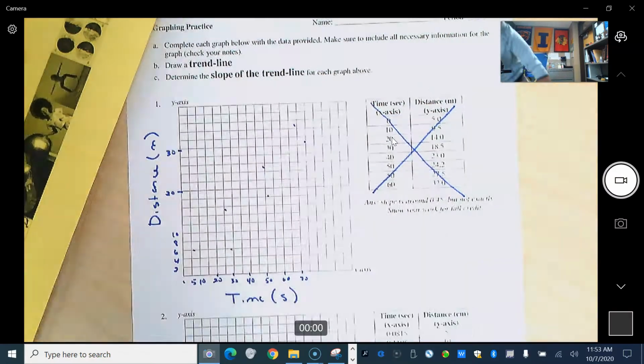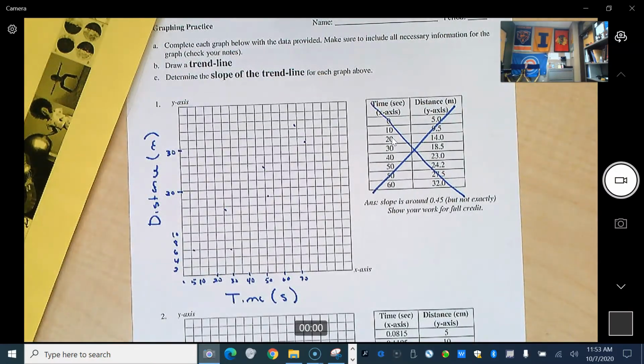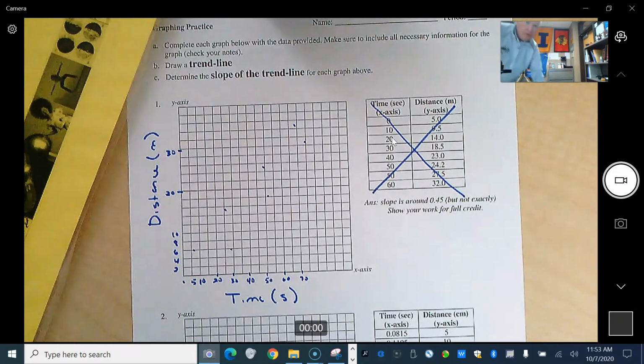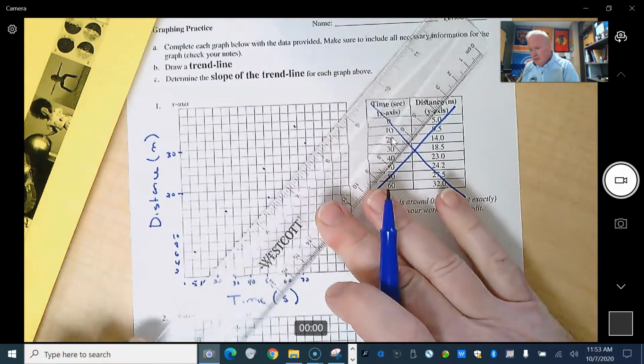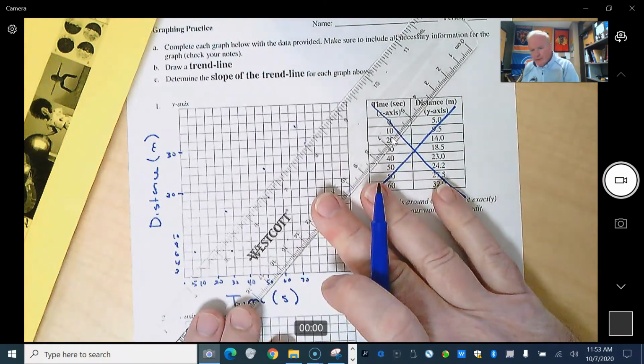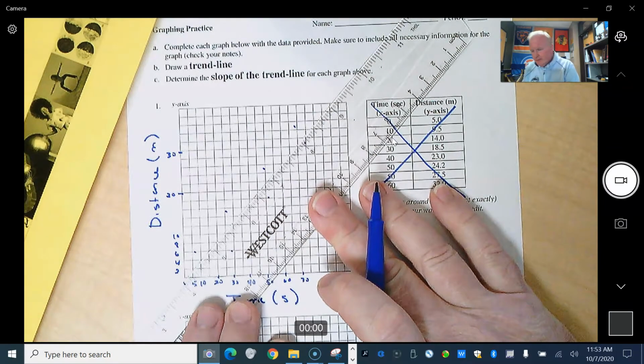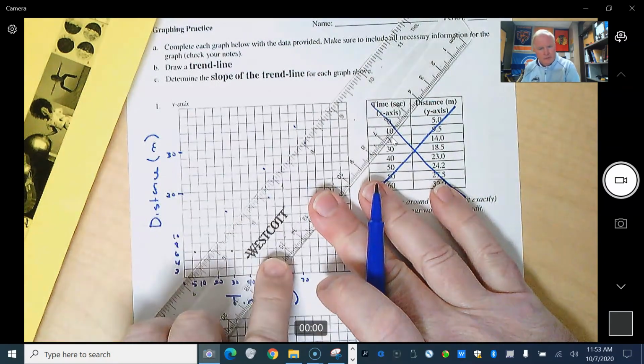Okay, so what if you then just had to grab a ruler? What if you then had to find slope from those points? All right, and so what I want you to do is then find your best fit line. Remember, come as close to some or all of them as we can.